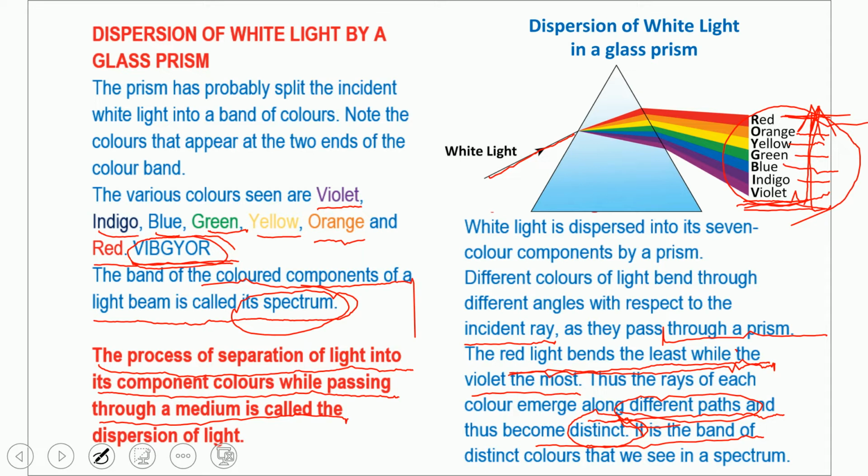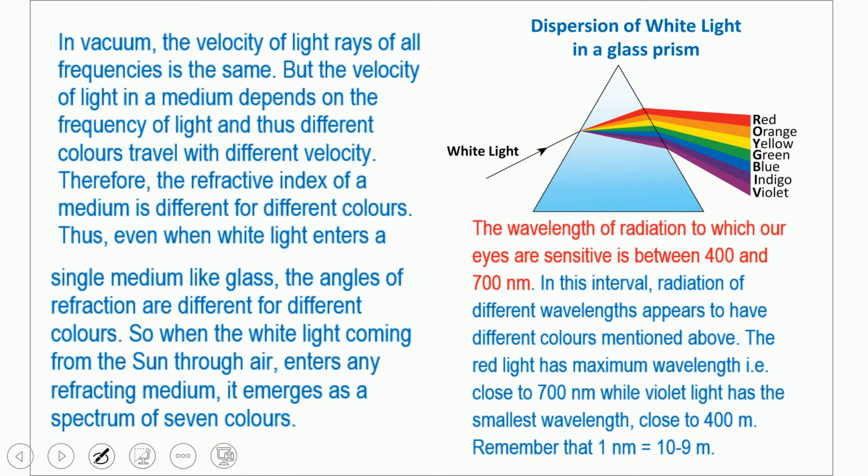You know that here the red is bending the least and the violet the most. Why is it happening? Because of the wavelength. The wavelength of the violet is the shortest, and the wavelength of the red is the largest. That's why it is. So I hope you understand all this. Okay, then we will move to the next slide.